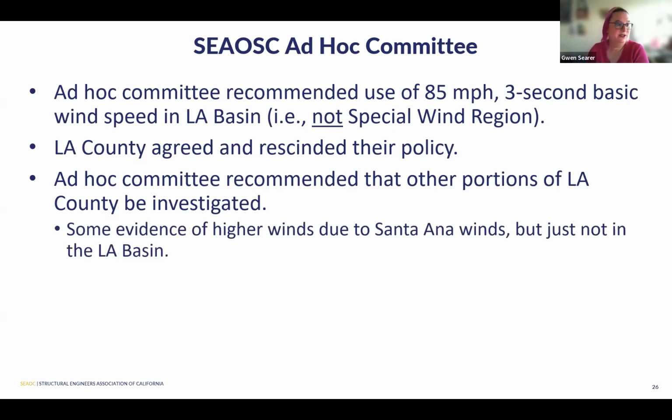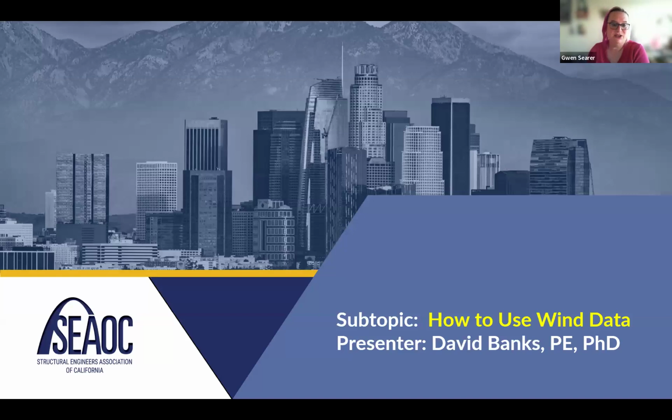Okay, so I'm now going to turn it over to David Banks, and David's going to talk about how engineers and meteorologists and wind engineers use wind data to develop special wind regions, or not special wind regions, to define them and determine what appropriate wind speeds are.